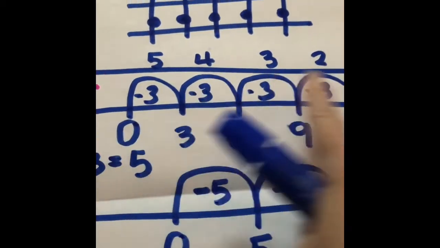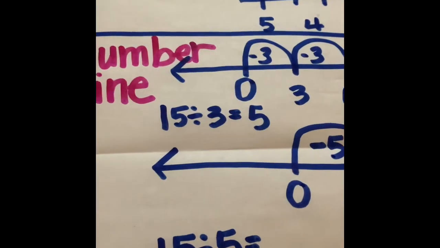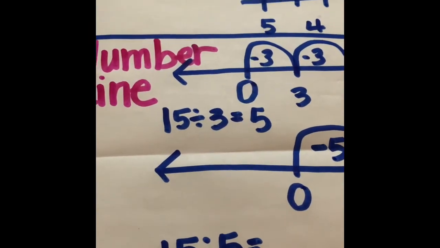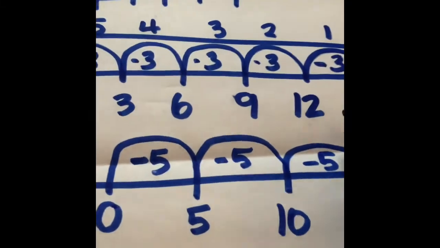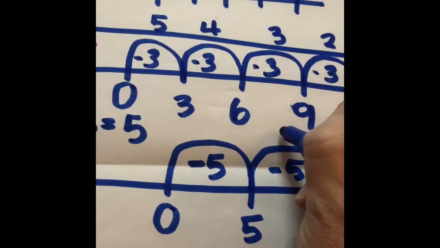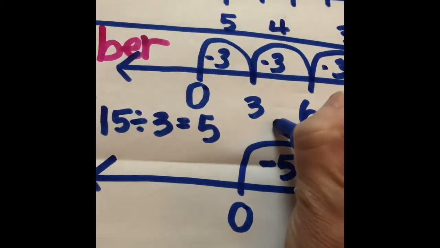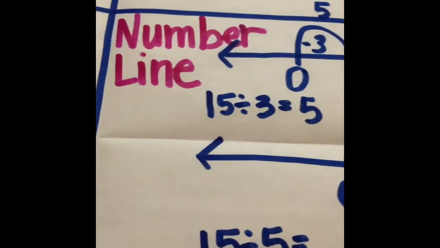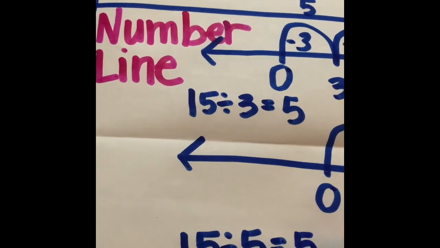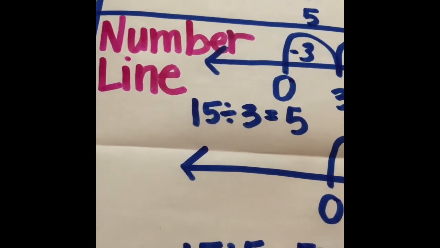And just like up here, how am I going to determine what my answer is? Do you remember? That's right, I'm going to count my hops. So I had 1 hop, 2 hops, 3 hops. So I know my quotient for 15 divided by 5 is 3.